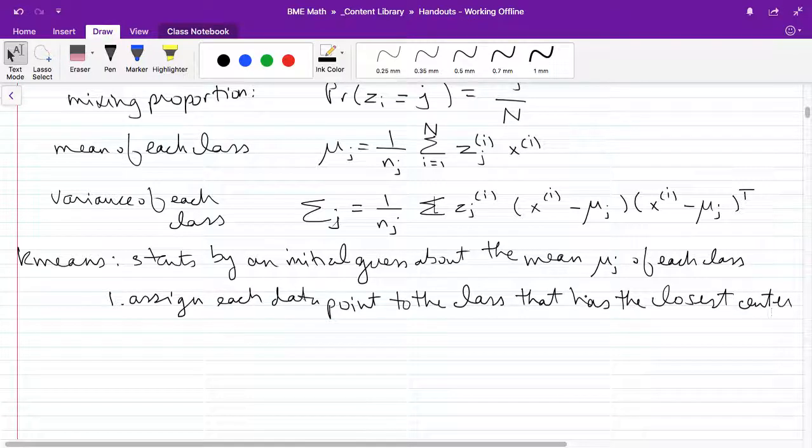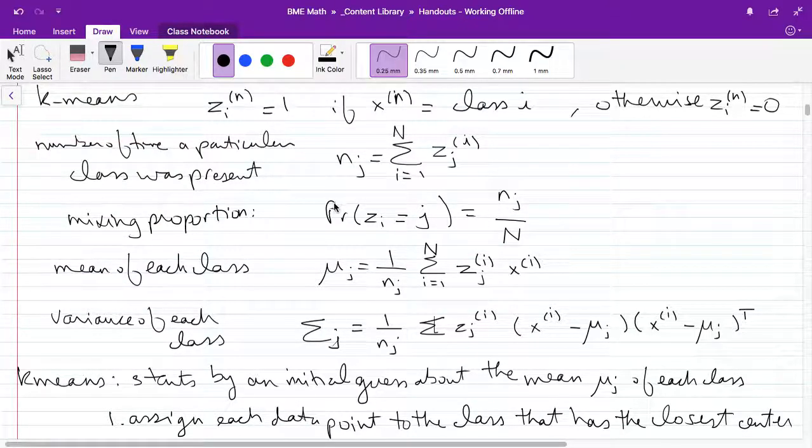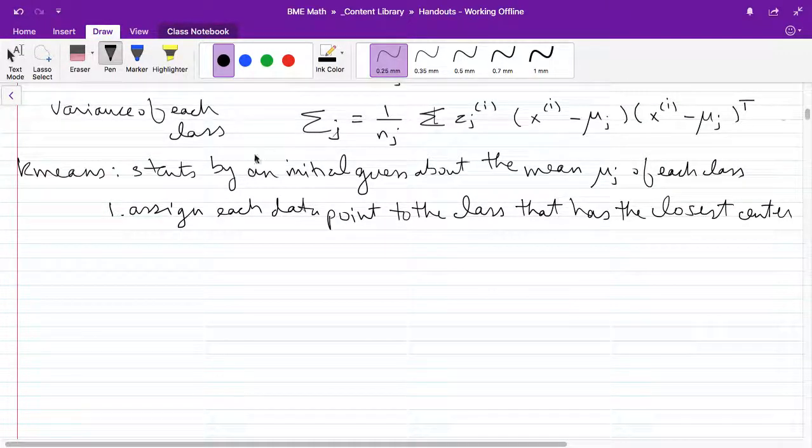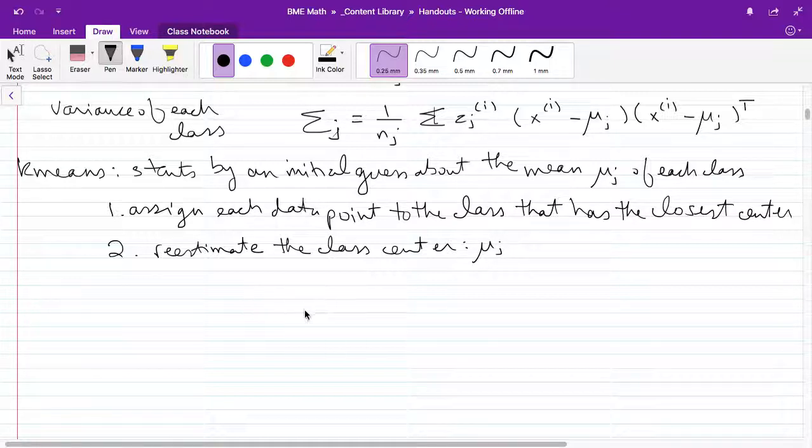So if you've labeled every data point, that means that you can go and re-estimate the mean and variance and the prior probability, which is what we just did up here. So I start with a random center. I assign each data point to the class that has the closest center, and the second step is that I re-estimate the class center. So I re-estimate mu j. And that's it. That's k-means.